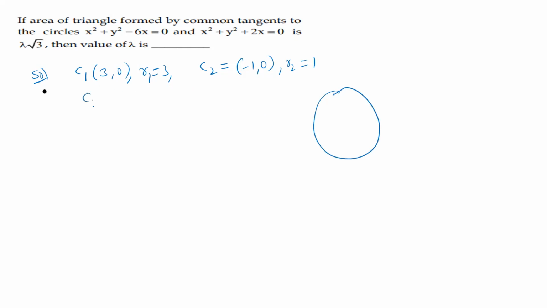Now here, one more thing, find the distance between C1 C2. 3 plus 1, that is 4 will come. R1 plus R2, that is also 4. Now C1C2 equals R1 plus R2, that's why both circles touch externally at one point. Okay. I'm drawing the common tangents to these two circles.